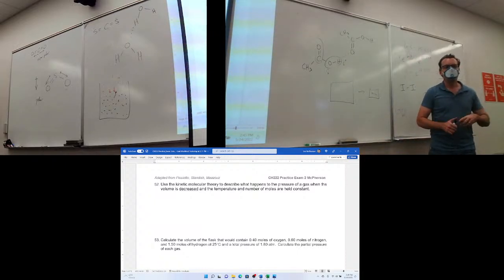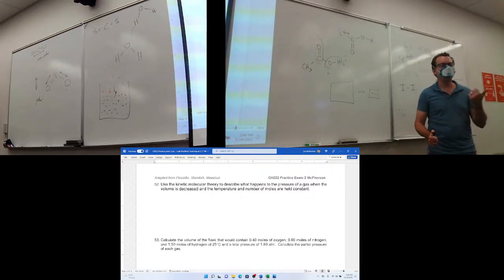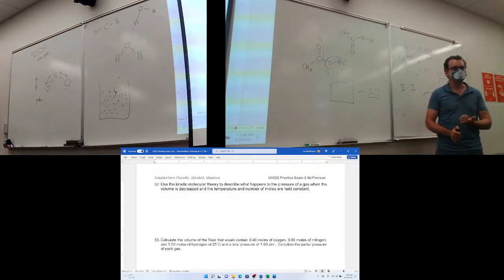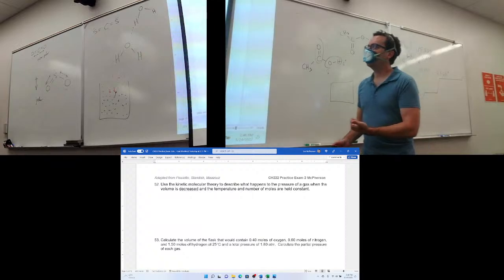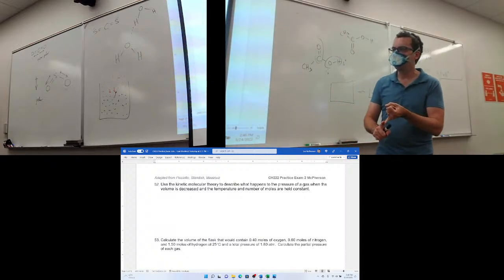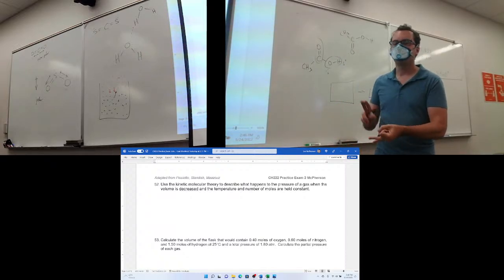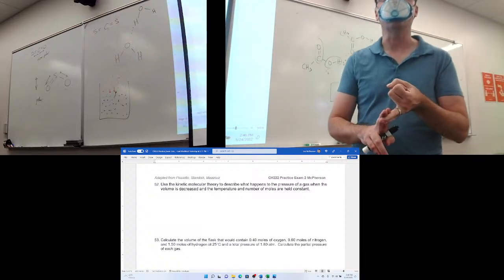And so there's going to be more frequent collisions with the container walls. And more frequent collisions creates a higher pressure. So a smaller volume creates more collisions because the gas molecules are going the same speed, or same average speed. And so you'll have a higher pressure from the increased collisions.